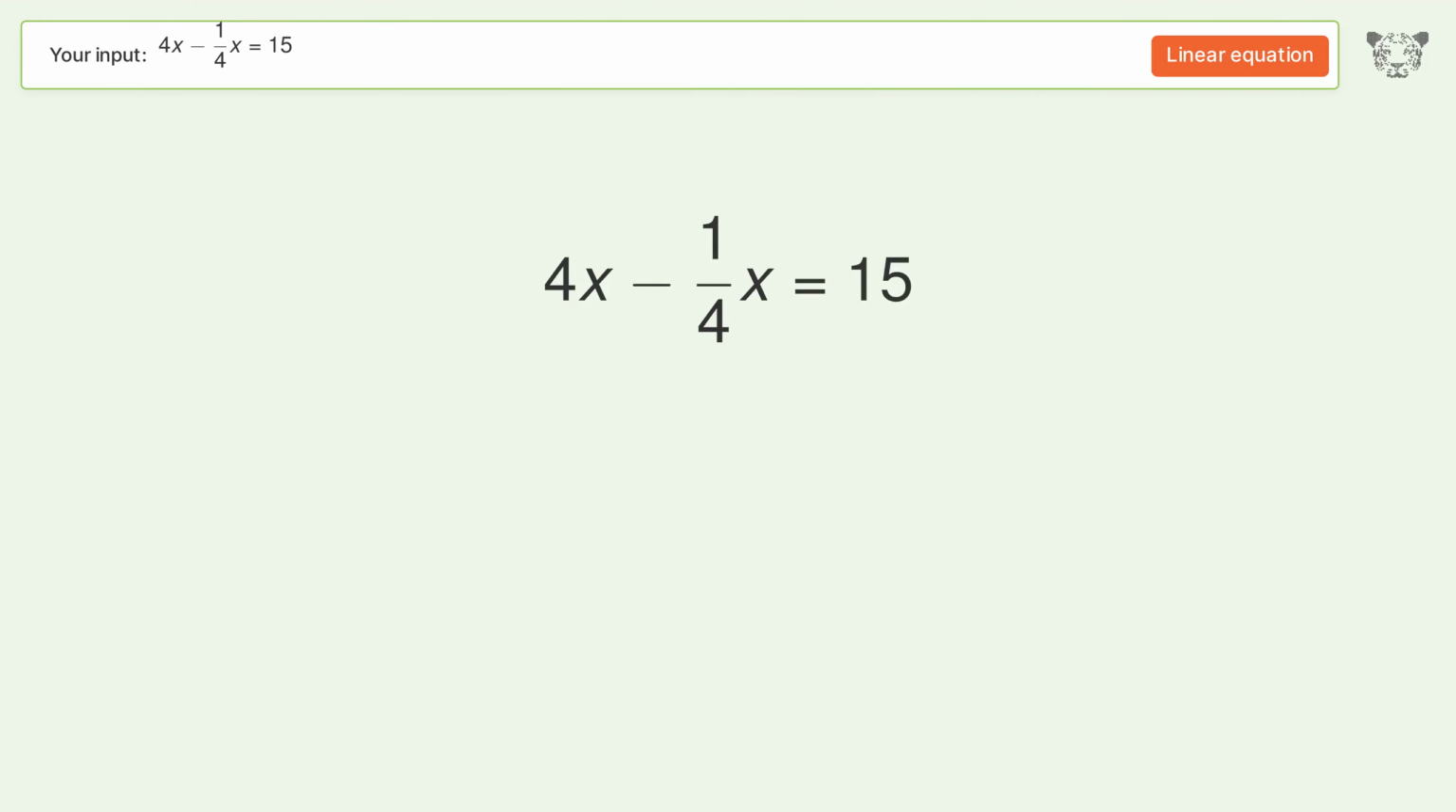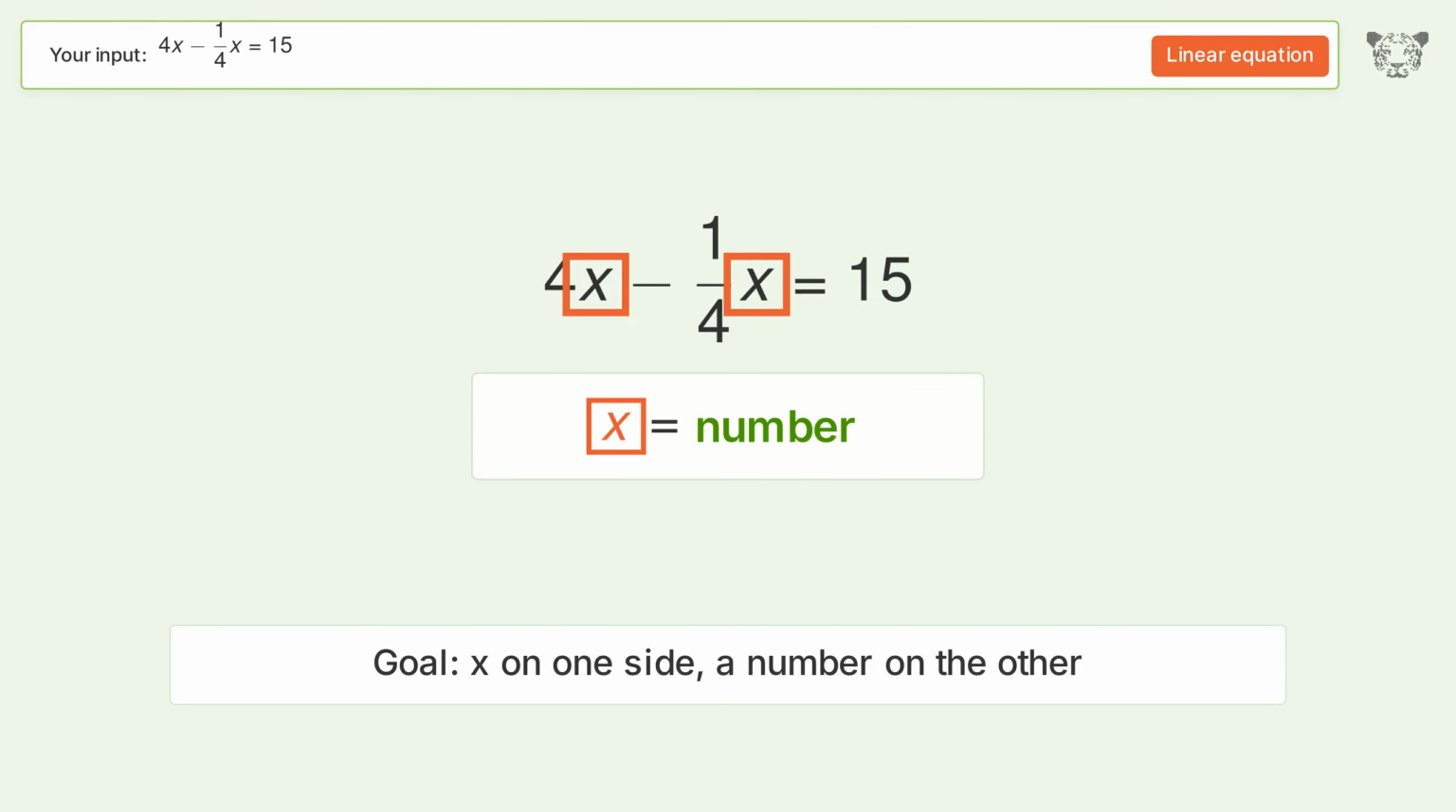Here is the linear equation we are asked to solve. 4 times x minus 1 over 4 times x equals 15. Solving means leaving the variable alone on one side, with a number on the other. Let's do this step by step.